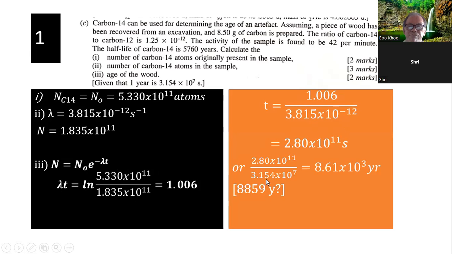Okay, I get a different value from your book. Probably it's a rounding off problem. Cannot be a rounding off problem. Something is wrong with their calculation, I think. Okay, any comment? Anything not clear? Okay. The other method, N equals N naught over 2 to the power n. You can use that, whichever you prefer.